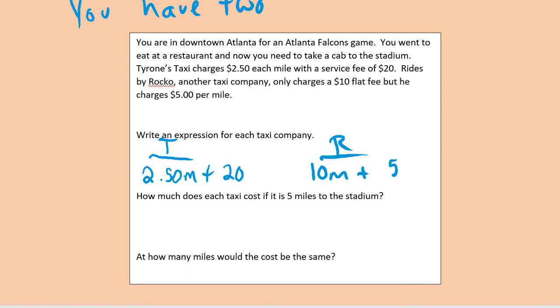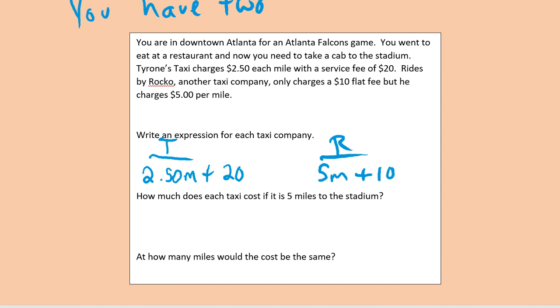Guys, this is not right. Okay? There's one way of writing it. There's one wrong way of writing it. This says $10 every mile plus $5 service charge. So don't get mixed up. When you get done writing that down, ask yourself, does this make sense? It is $5 per mile plus $10 flat fee. All right.